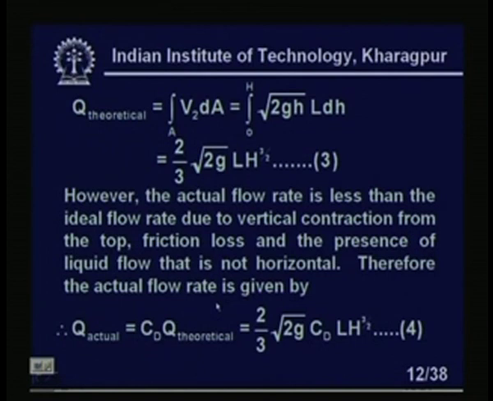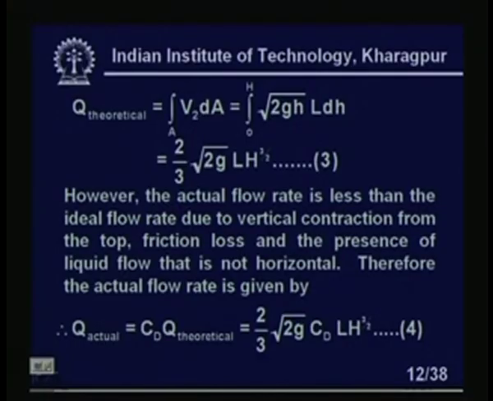Now, as happens in all flow meters, every time we have to multiply by a flow coefficient, sometimes called the flow coefficient, sometimes the discharge coefficient. It is sometimes very difficult to find theoretically the value of the discharge coefficient. The best thing is to find it experimentally with some standard flow meters.